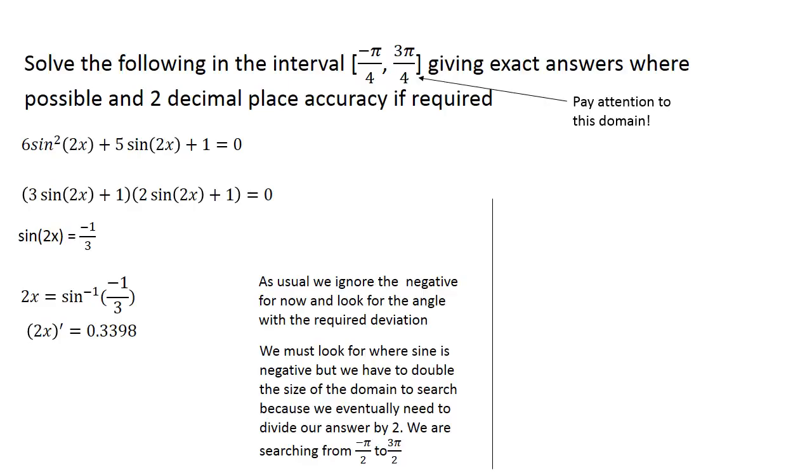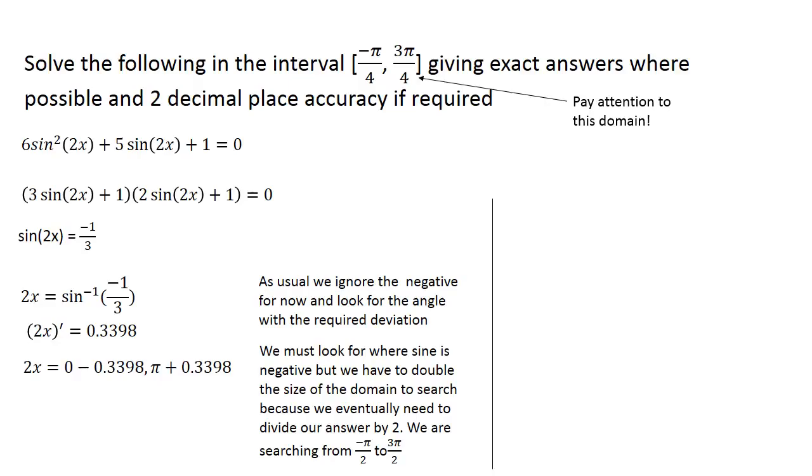So that means that we're going to end up with 6 pi over 4, which is the same thing as 3 pi over 2. Okay, so we're not looking in the original interval, we're looking in this wider interval, from minus pi over 2 to 3 pi over 2. And we're doing that, just to remind you, because we have to divide our answers by 2 at the end, and that will bring us back within the correct interval.